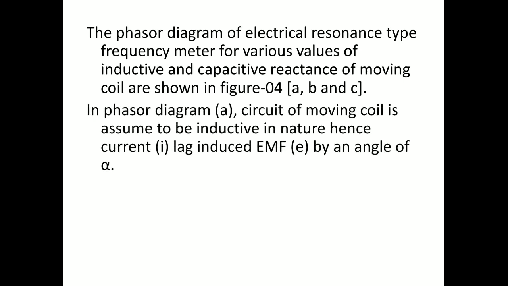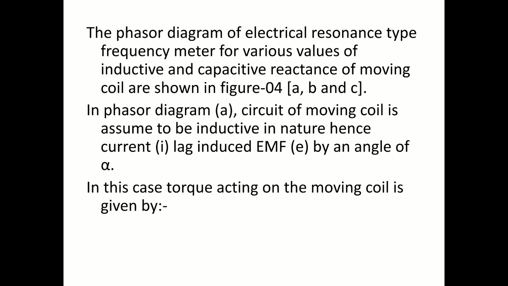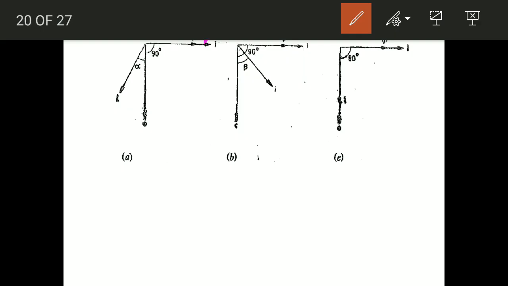Now if you see phasor diagram A, in this case the circuit of the moving coil is assumed to be inductive in nature. That means the current small i lags the induced EMF small e by an angle of alpha, and in this case the torque acting on the moving coil is given by TD proportional to capital I into small i into cos of (90 plus phi). So if you see the phasor diagram very carefully, let me show you that phasor diagram. So here this indicates capital I, this indicates small i. Now in this case what we have assumed? We assume that the nature of the moving coil is purely inductive. That's why the current i lags the induced EMF e by an angle of alpha.